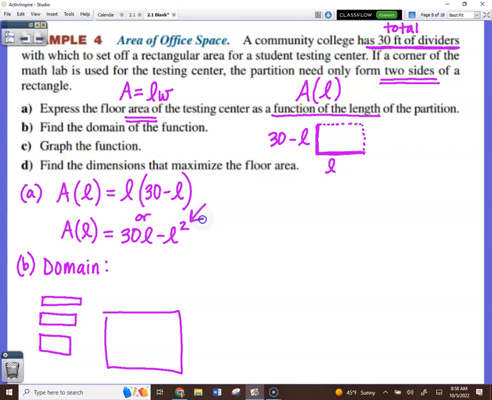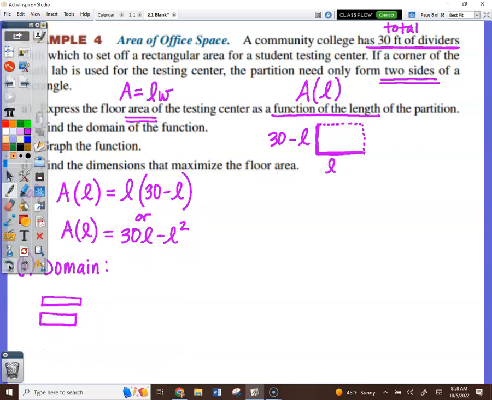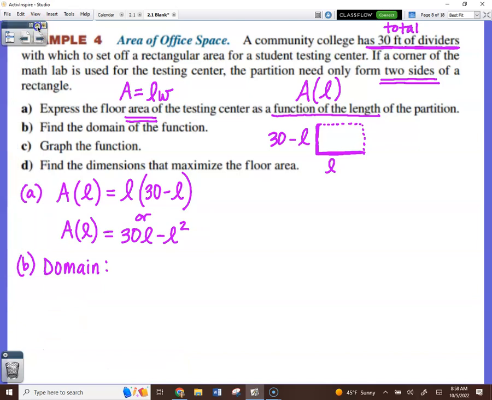Starts with a cube. Quadratic. Let me erase some of these. Okay. So our domain here is going to stay between 0 to 30. That's one way to write it. I think I wrote it in interval notation from 0 to 30.